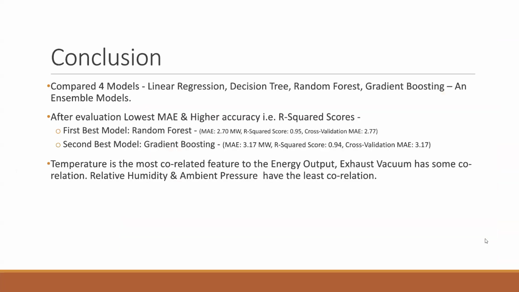So, conclusion: I compared four different models and figured out that the random forest and the gradient boosting are the two best models that we can use for this particular one, considering the higher accuracy and lowest MAE value. The values I've mentioned over here. And lastly, the temperature is the most correlated feature to the energy output, and followed by that, the exhaust vacuum has come somewhere closer, I would say. But the relative humidity and ambient pressure do not have any sort of correlation.